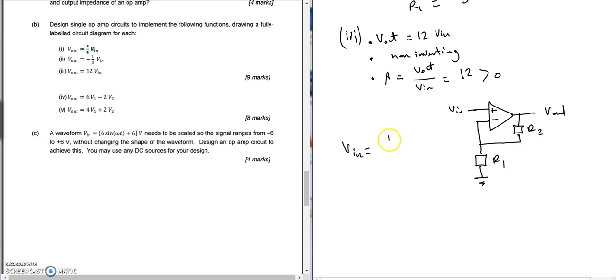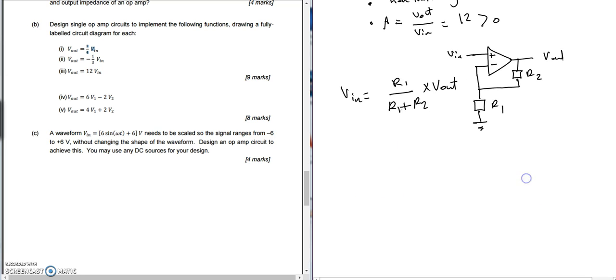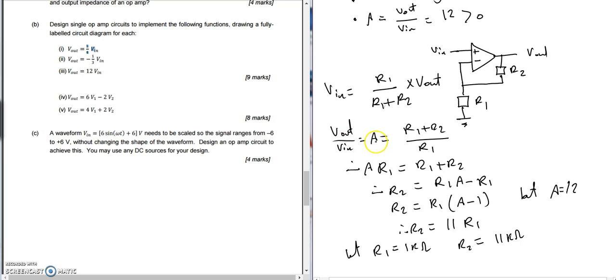Vn is equal to R2 over R1 plus R2 multiplied by Vout. So that's the law for this configuration, and therefore Vout over Vn is equal to the amplitude or the gain. So R1 plus R2 over R1 is equal to A.